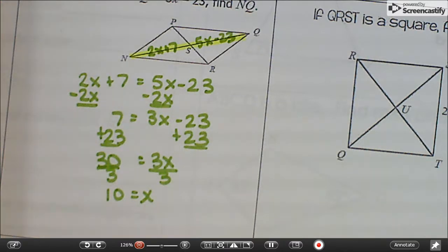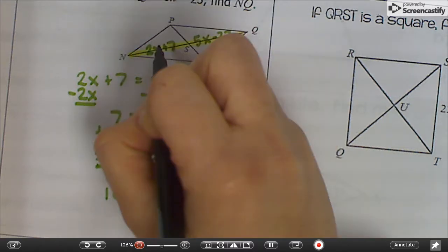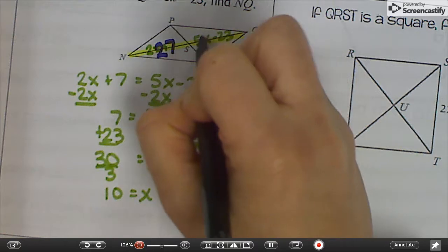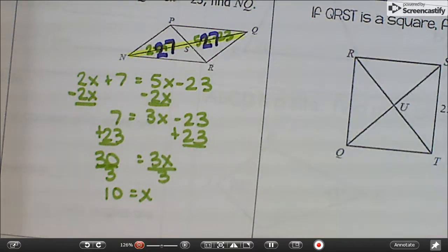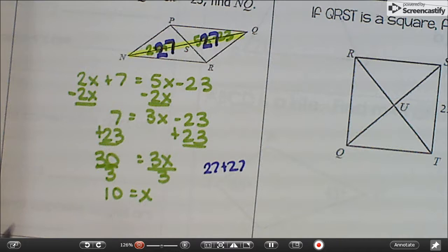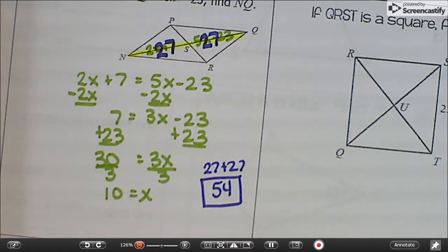All right, we're going to plug that 10 back in. So I'm going to write over these. 2 times 10 is 20. 20 plus 7 is 27. 5 times 10 is 50. 50 minus 23 is 27. So we did it right because they came out equal. And we want the length of the whole piece. So 27 plus 27 is 54. Not degrees, because we're talking about a length, not angles.